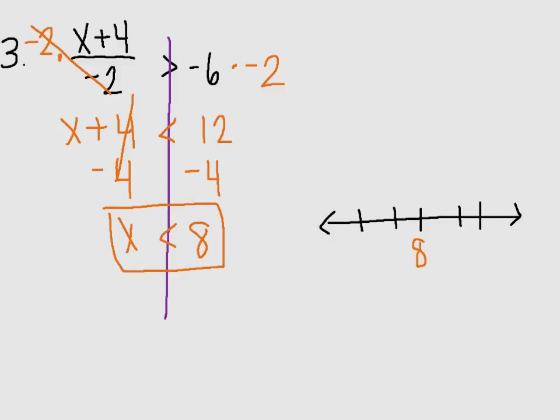To the right, my numbers increase, so 9 and 10, and to the left, my numbers decrease, 7 and 6. My sign is just less than, so my 8 is not included, so it's an open circle. Less than, I'm going to do my arrow to the left.